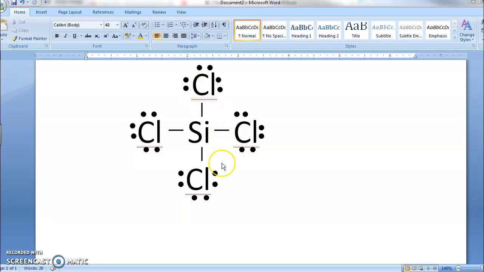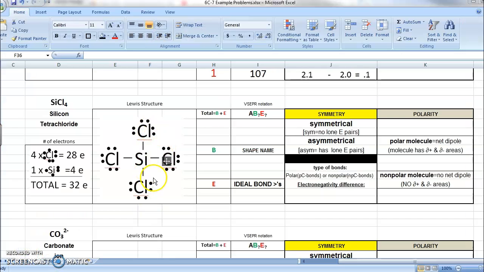Symmetrical, you have to have the same atoms spread evenly three-dimensionally in the space surrounding the silicon. But we do have the 4 chlorines, so we know this is symmetrical, but we will prove that and verify that using our VSEPR shape sheet. All right, we can now begin counting, and the first thing we count are the total things.